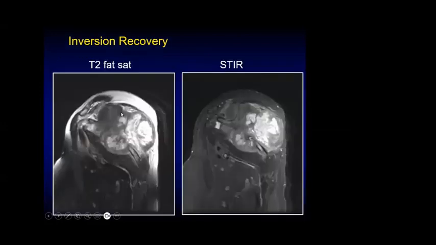So here we have an example. The image on the left is a T2 fat saturated technique of a tumor around the shoulder, and because in the shoulder you have a complex soft tissue interface, you get failure of the fat saturation around the tumor. If you switch this to a STIR sequence, you get far better fat saturation around the tumor. So you can see how we optimize the image quality by simply switching the sequences.